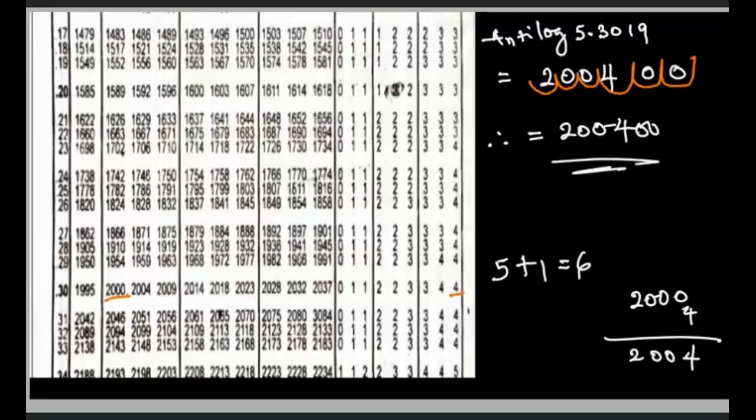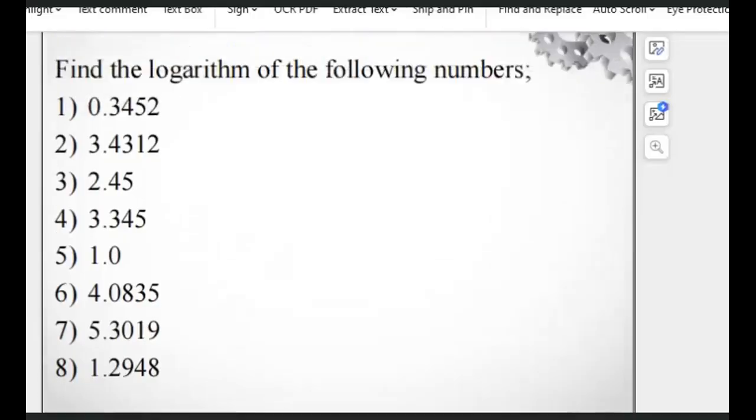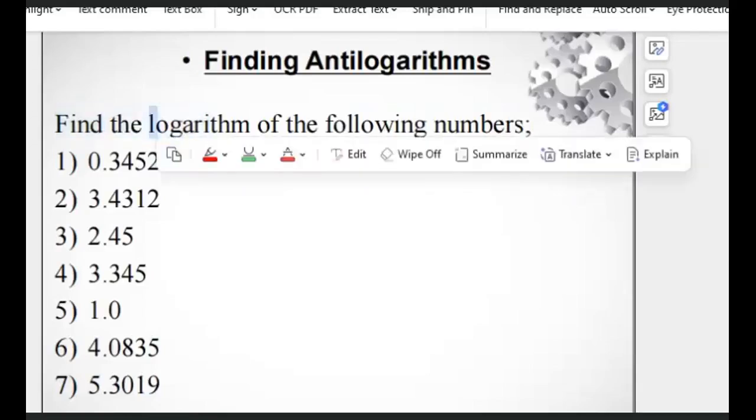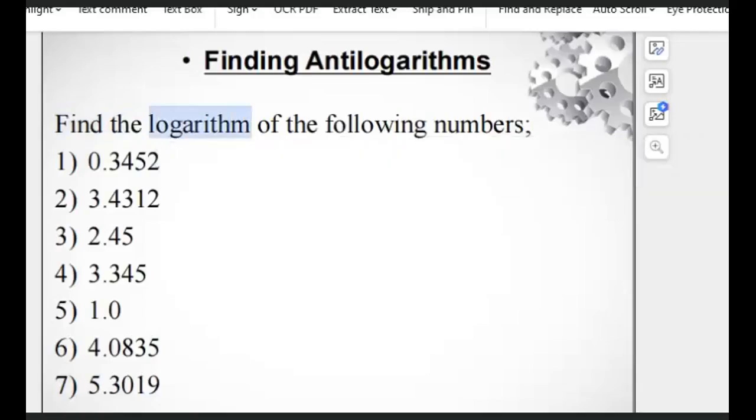So I think with these examples you can try the exercises here. You can try them out. Yes, I just saw my mistake. I wrote 'find the logarithm of the following numbers.' It's supposed to be find the anti-logarithm of these numbers, not logarithm, it's antilog.